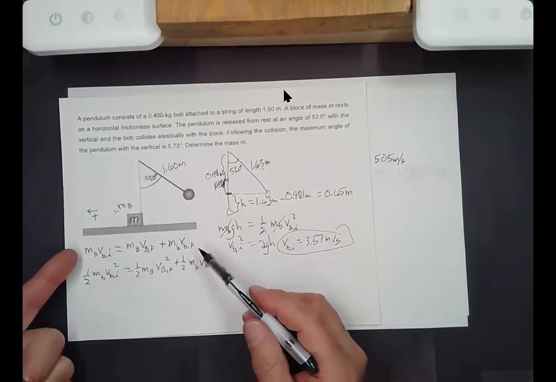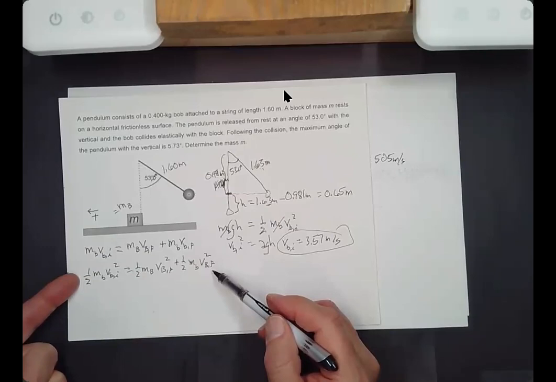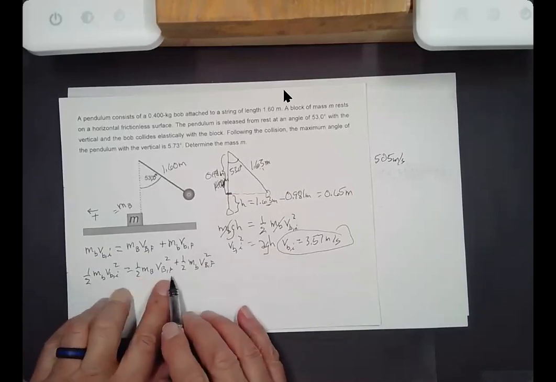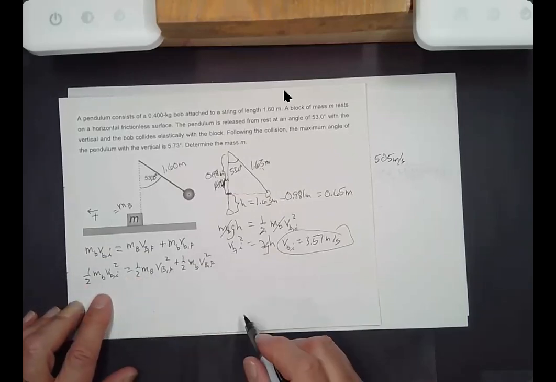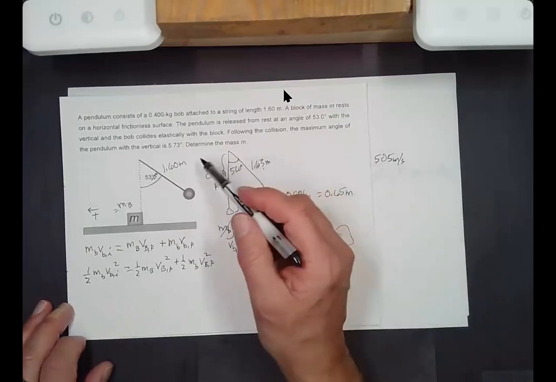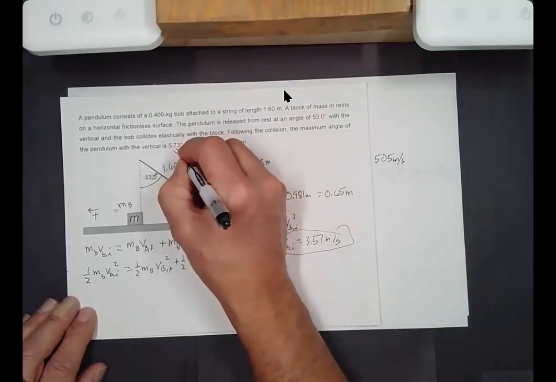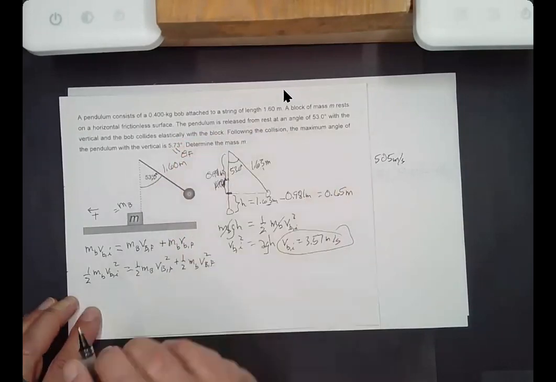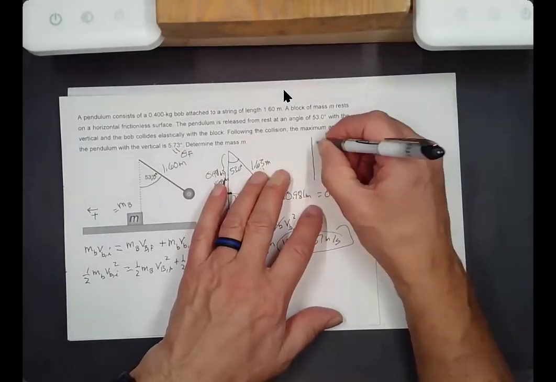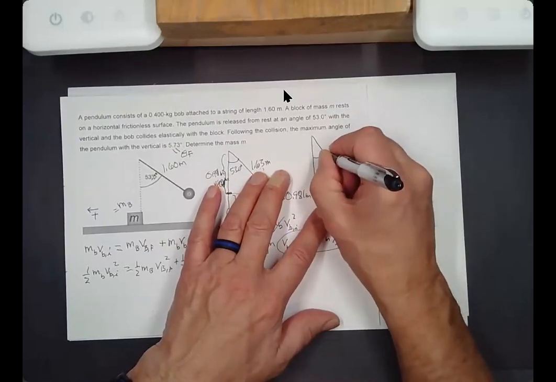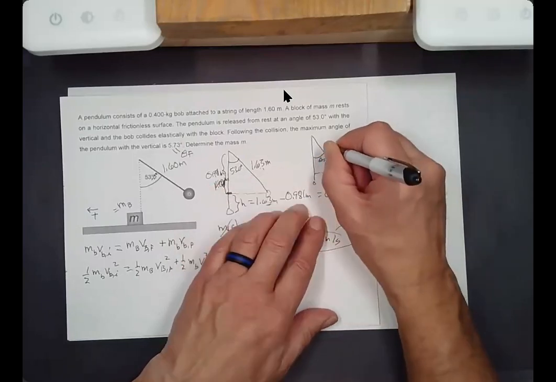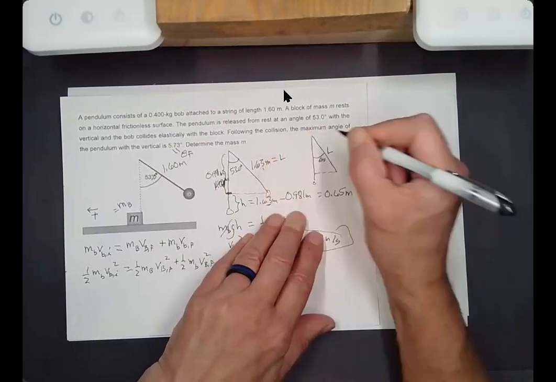And so there's conservation of momentum, conservation of energy, and we don't know the mass of the block. We don't know its final speed. So we can't do a whole lot with figuring things out here, except we're given that following the collision, the maximum angle of the pendulum with the vertical is 5.73 degrees. I'm going to call this thing theta final. And with that theta final, if I assume it's over on this side, and I'm going to let 1.63 meters equal L.